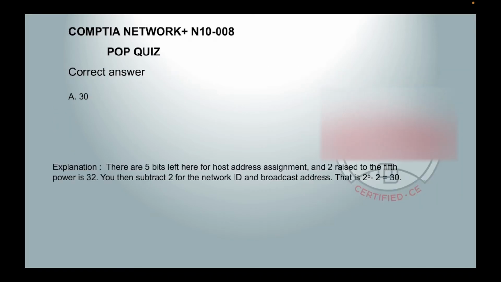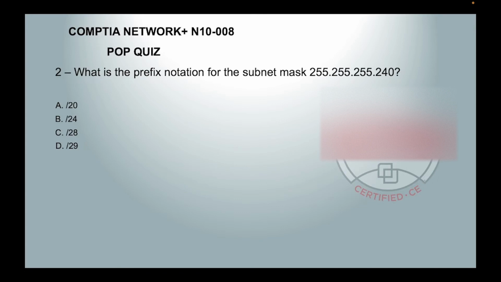There are 5 bits left here for host address assignment, and 2 raised to the 5th power is 32. You then subtract 2 for the network ID and broadcast address. So this is the formula here: 2 to the power of 5 minus 2, and the result is 30. 30 IP addresses.